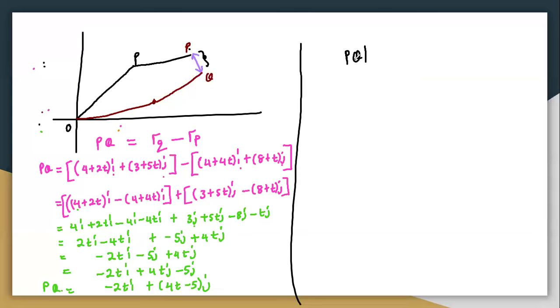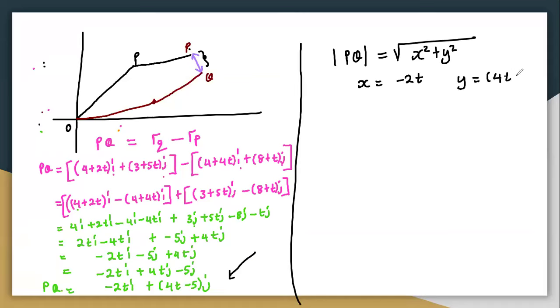So in order for us to get the distance PQ, we always take our x component squared plus the y component squared. From here, when you look very well, you notice that your x component is negative 2t and your y component is 40 minus 5t. So our task is to square them. So I'm going to come here and say our distance PQ will equal the square root of x, which is negative 2t squared, plus y, which is 40 minus 5t squared.